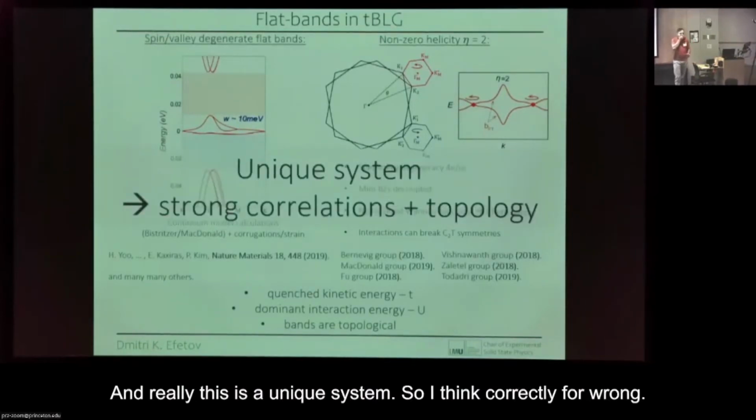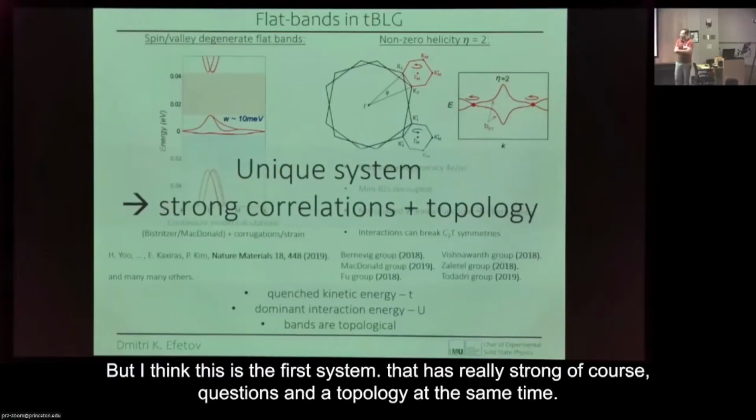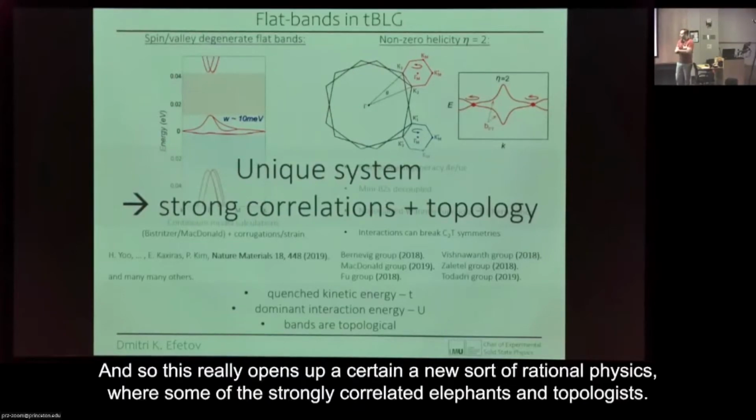So I think, correct me if I'm wrong, but I think this is the first system that has really strong correlations and topology at the same time. And so this really opens up a new direction of physics where you can study strongly correlated electrons in a topological system.